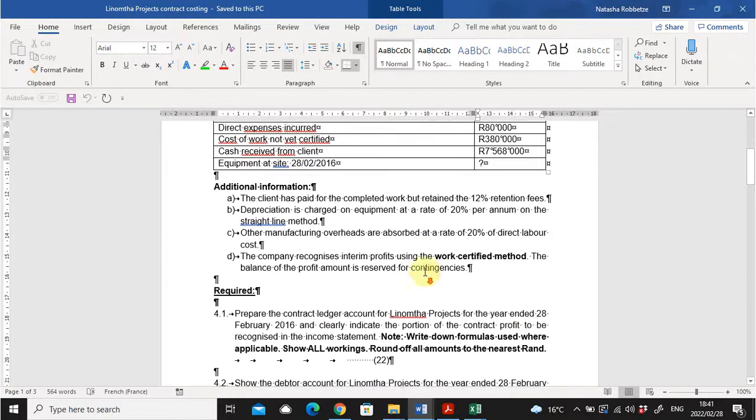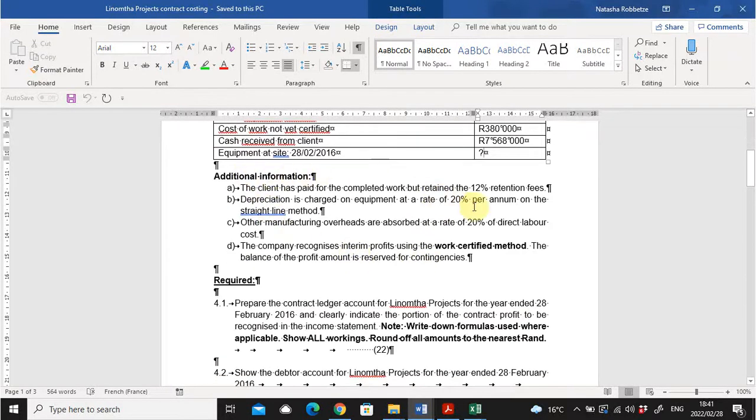So we need, at year end, to calculate what the value of the equipment on the site would be. In the additional information, they say the client uses a retention rate of 12%. In B, they say the depreciation is 20% per year on a straight line method. Other manufacturing overheads is 20% of the direct labor costs. And they tell you that they use the work certified method to recognize their contracts. They don't have to tell you that, because the work certified method is what is covered in the syllabus, so you will always be asked to do this method.